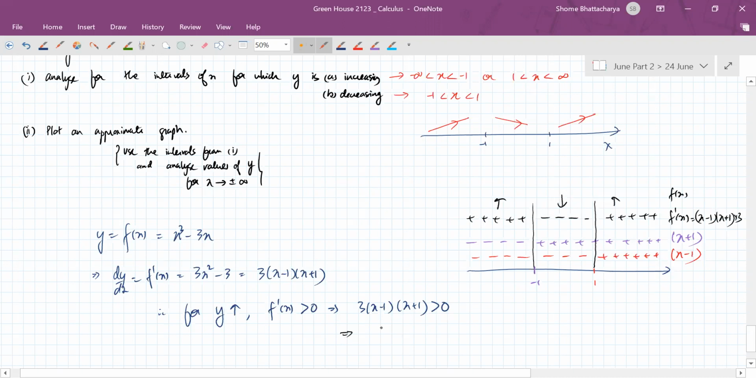So this gives us x is greater than 1 or x is less than minus 1. Or we can also express it this way, that x belongs to the interval minus infinity to minus 1 union with 1 to infinity. So this is the interval for y to be increasing with respect to x. And like that, minus 1 to 1 will become the interval where y is decreasing with respect to x.